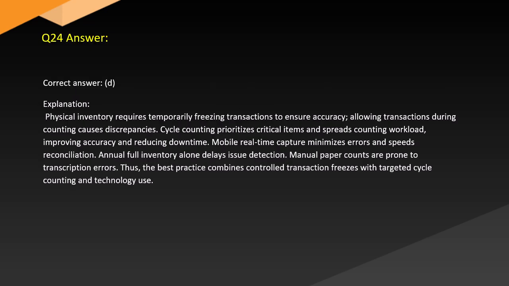Answer. Correct answer: D. Explanation. Physical inventory requires temporarily freezing transactions to ensure accuracy. Allowing transactions during counting causes discrepancies. Cycle counting prioritizes critical items and spreads counting workload, improving accuracy and reducing downtime. Mobile real-time capture minimizes errors and speeds reconciliation. Annual full inventory alone delays issue detection. Manual paper counts are prone to transcription errors. Thus, the best practice combines controlled transaction freezes with targeted cycle counting and technology use.